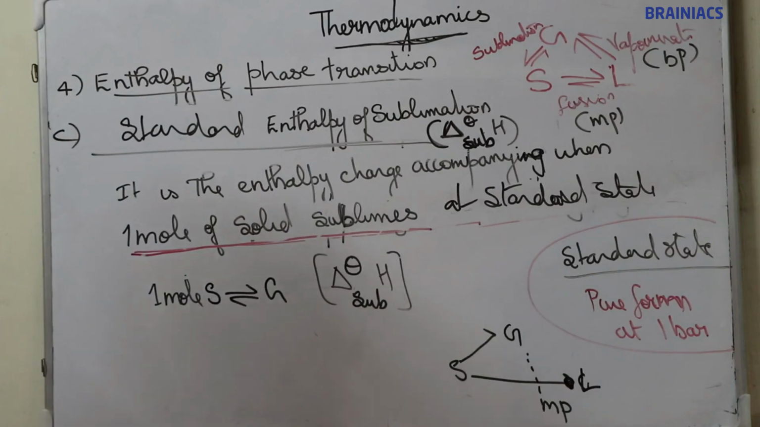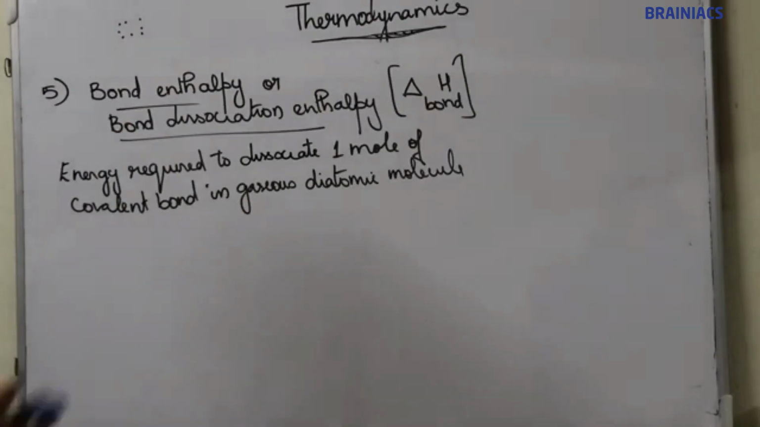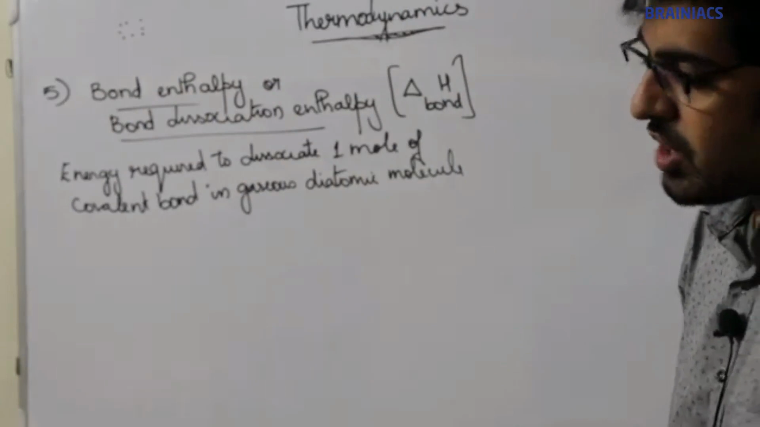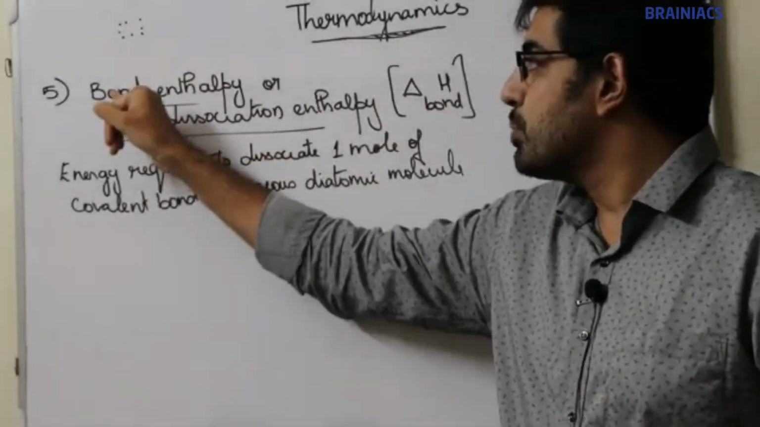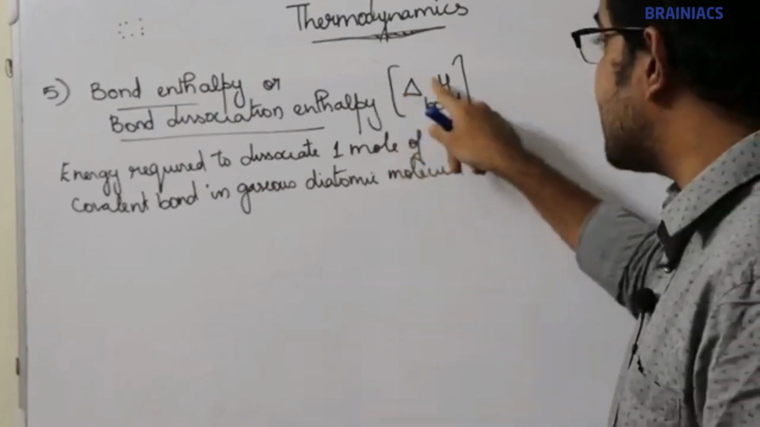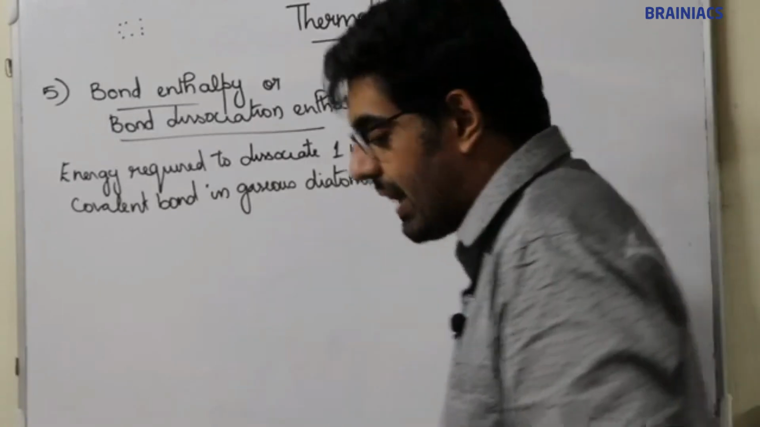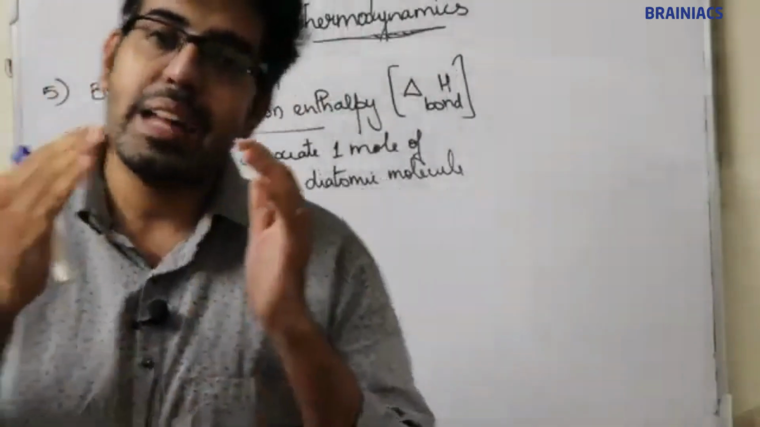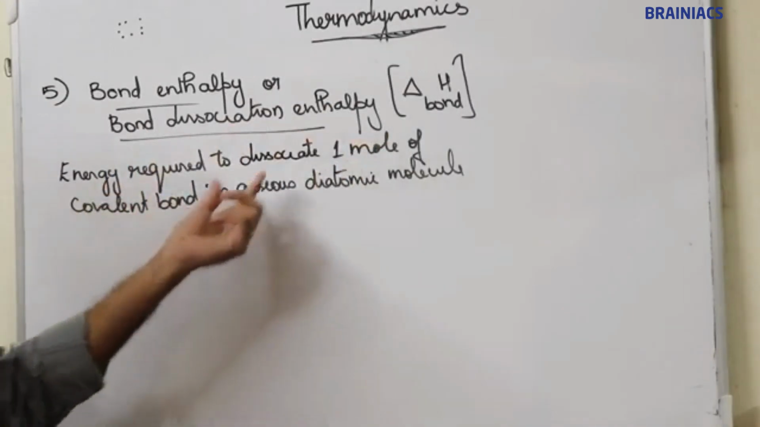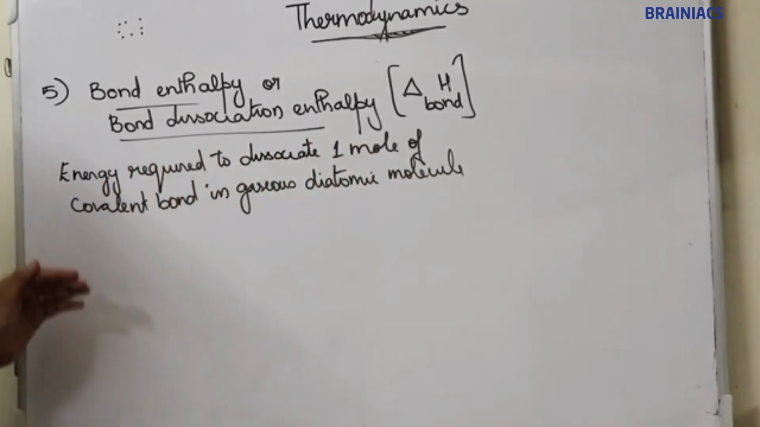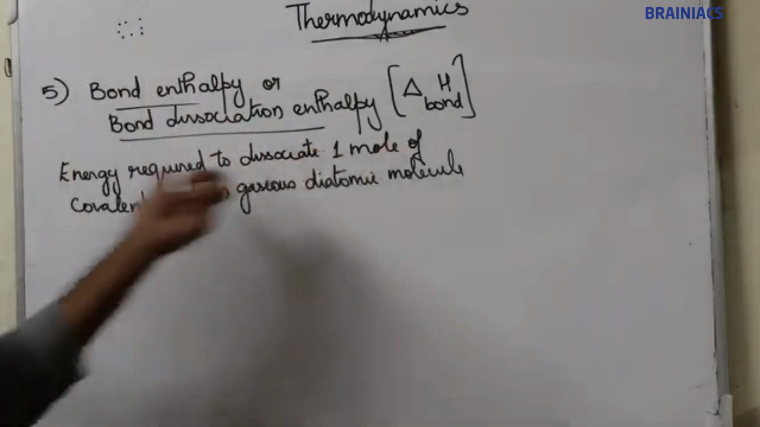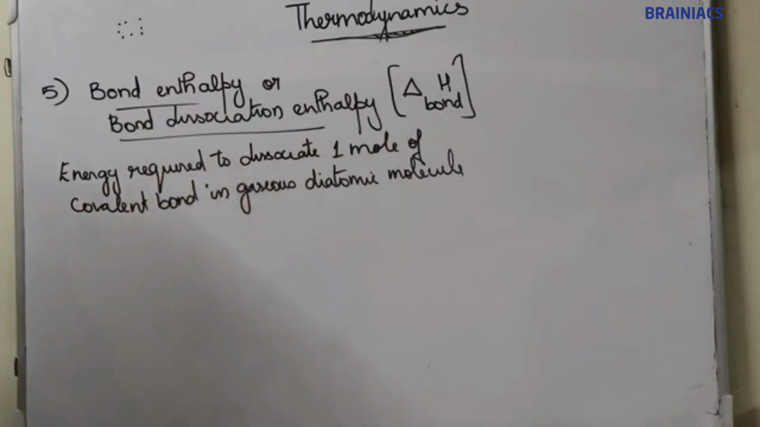Moving on to the next enthalpy, that is bond enthalpy or bond dissociation enthalpy, represented by delta H bond. Now, what is bond enthalpy? Bond enthalpy is the energy required to dissociate 1 mole of covalent bond in a gaseous diatomic molecule.